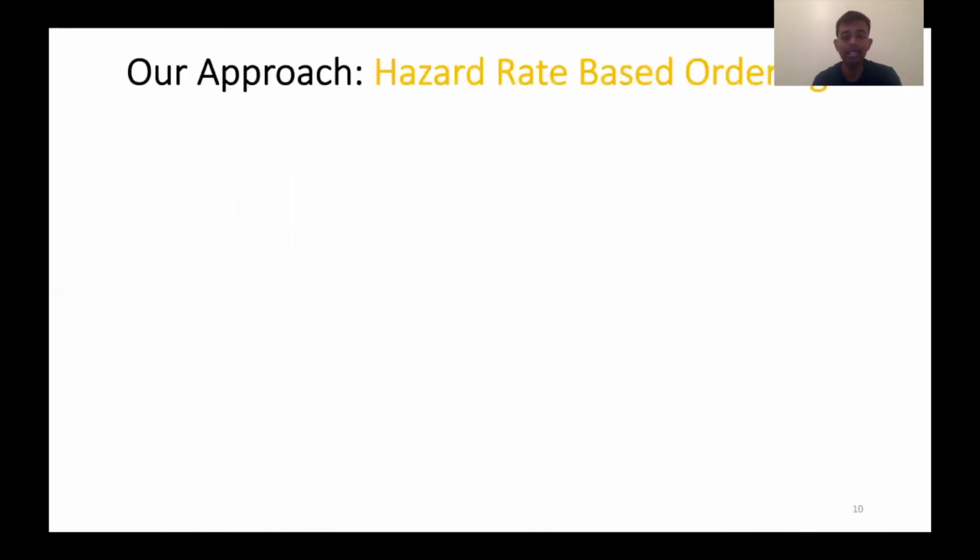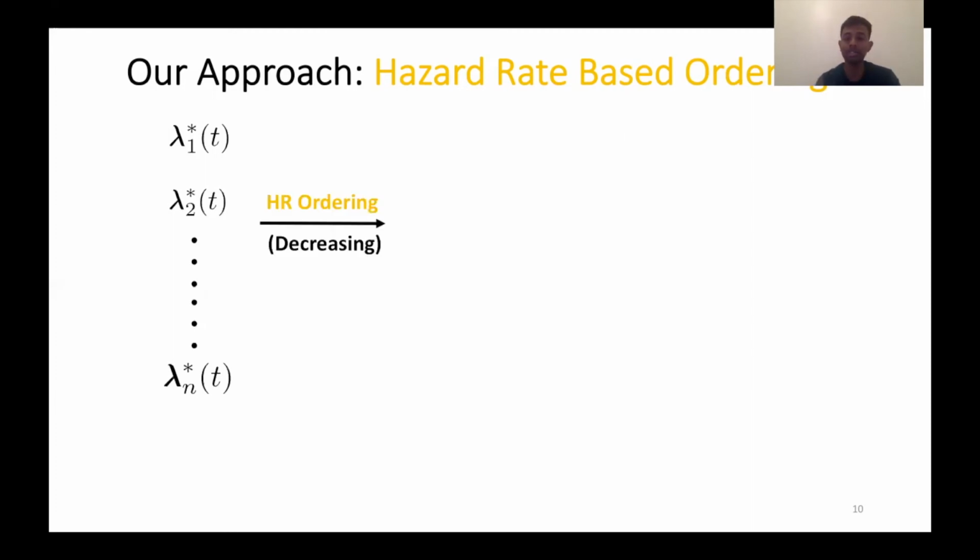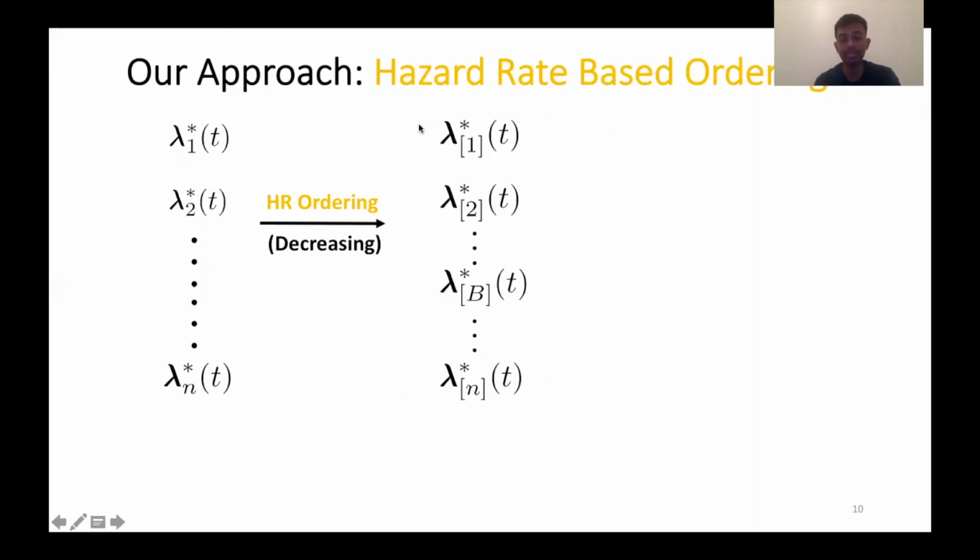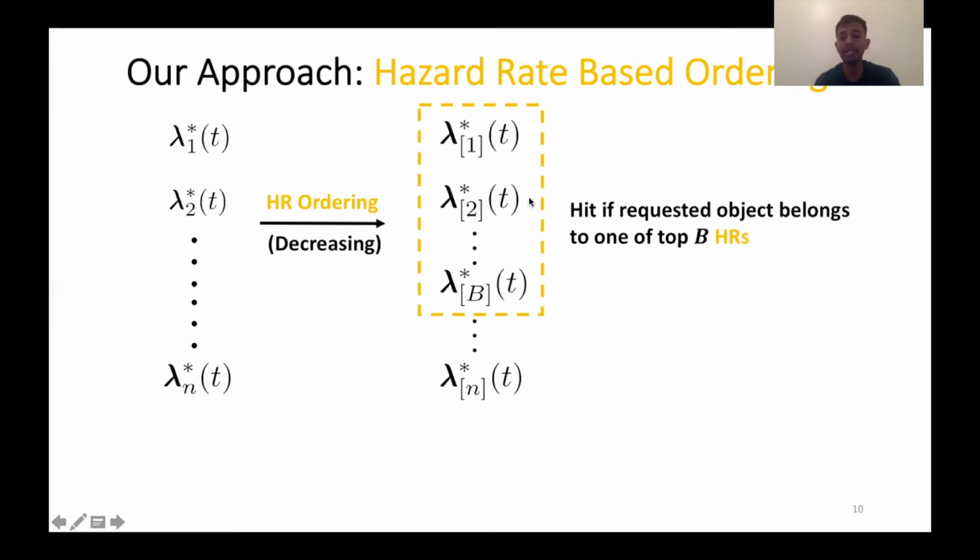With that in mind, let me describe briefly our hazard rate based upper bound. At any time t, you can compute these quantities, lambda_i star of t, which is the hazard rate function of object i at time t. Once you have all these values from 1 to n, you order them in decreasing order. Then, if the object being requested belongs to the top B hazard rates, it is a hit. Otherwise, it is a miss.